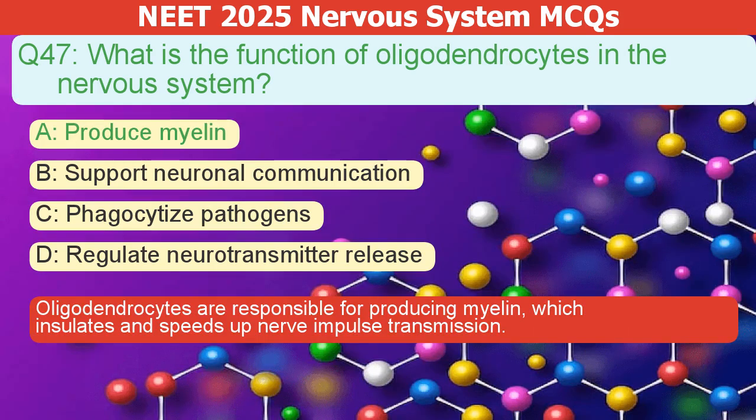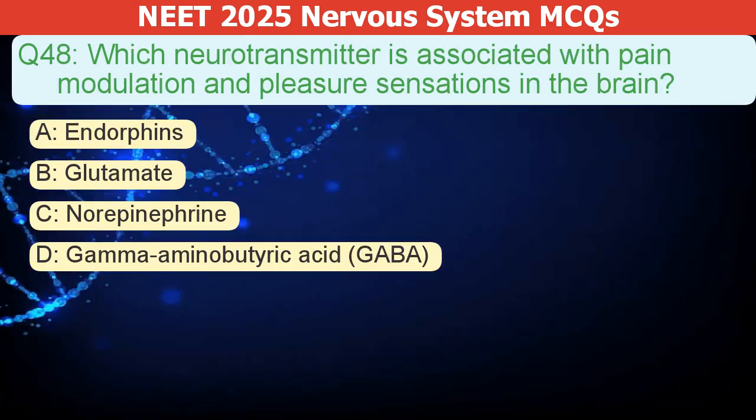The correct answer is A. Oligodendrocytes are responsible for producing myelin, which insulates and speeds up nerve impulse transmission. Which neurotransmitter is associated with pain modulation and pleasure sensations in the brain?